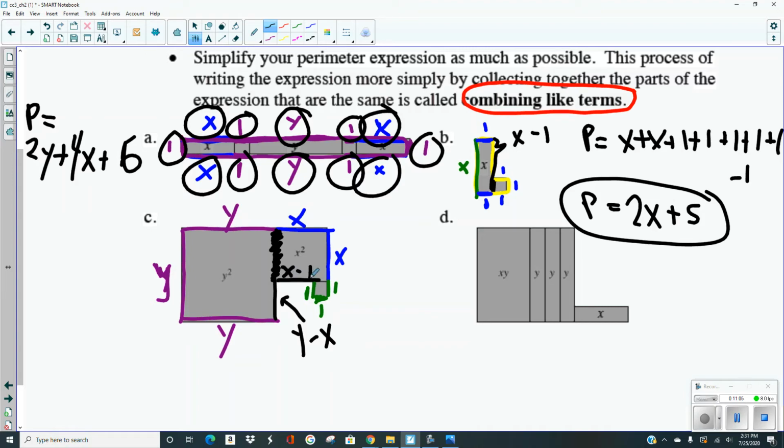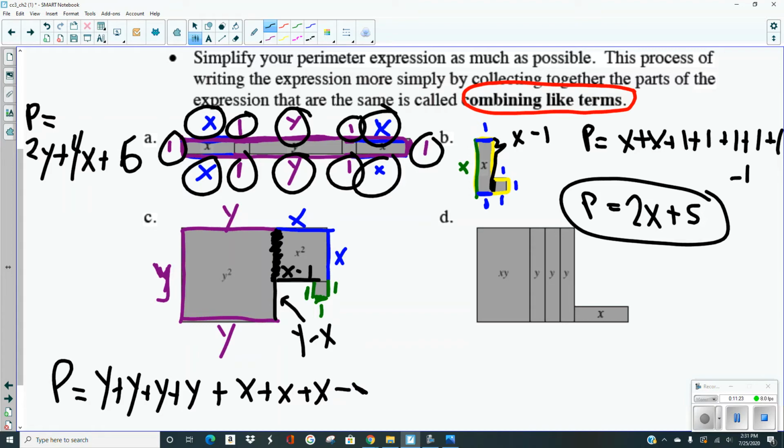All right, so we go ahead and find the perimeter. I'm going to first put my Y's. I see 1, 2, 3, 4 Y's. My X's, 1, 2, 3, and then one of them is actually a minus X. And then my 1's, I have 1, 2, 3, and the other one's actually a minus 1.